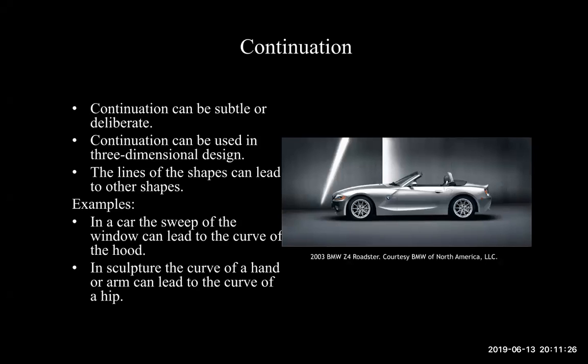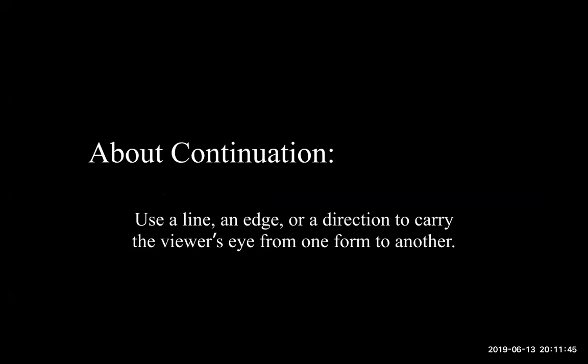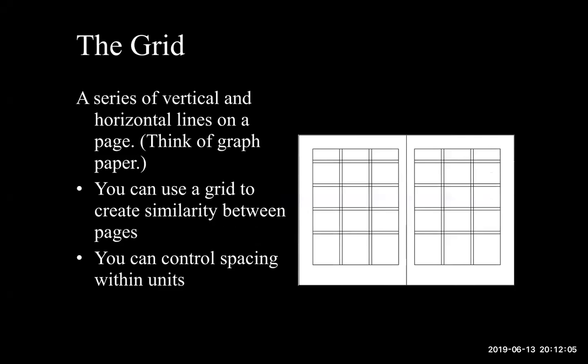So we use unity and line and implied line in architecture, in functional design like car design, in purely decorative paintings, things like that, even jewelry, everything. So you just use anything, a line, an edge, or a direction that something is pointing to carry the viewer's eye from one form to another, so that they stay in your creation for a longer amount of time. The visual path keeps them there.